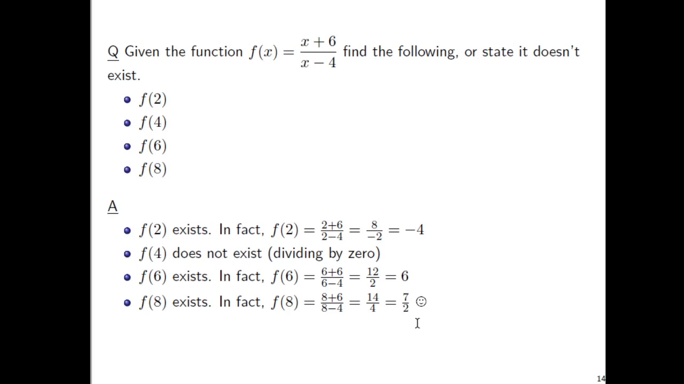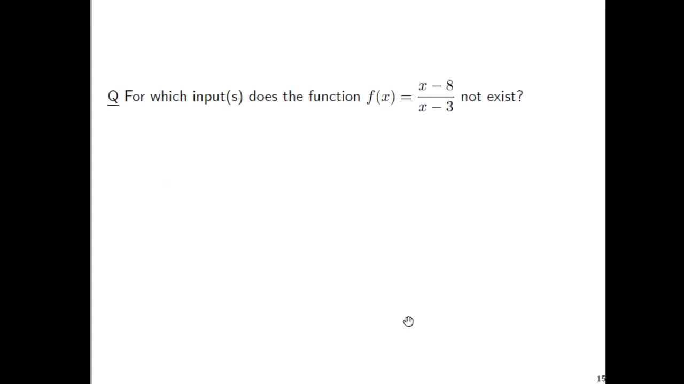Okay, so we've answered all four of the sub-questions of that big question. It all dealt with one function. We just wanted to know when the input is 2, what's the output? And that output was negative 4. When the input is 4, there is no output, it doesn't exist. When the input is 6, the output is 6. And when the input is 8, the output is 7 over 2.